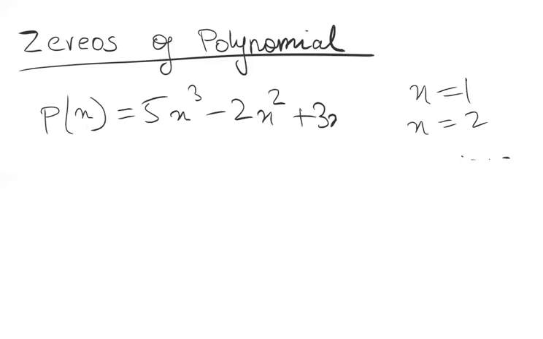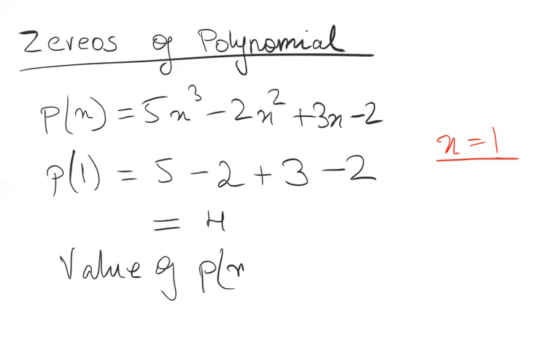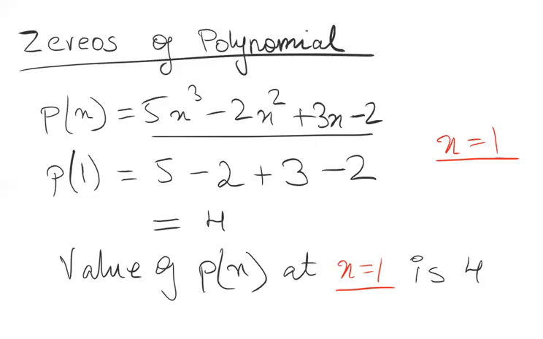And now, let's say I'm keeping the value of x equal to 1. So we just replace x by 1 in each term. I will write p of 1 because I'm putting 1 over here. I'll get 5 minus 2 plus 3 minus 2, which is nothing but 4, isn't it? So we say that the value of p of x, this full thing at x equal to 1, is 4, because I got 4 here. So this is how we do it.